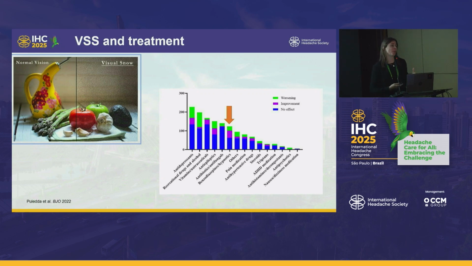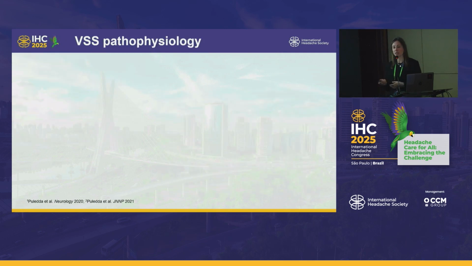But this is not necessarily important for management because we wouldn't treat a patient with a chronic condition with something like a benzodiazepine for tolerability issues, but it does tell us a little bit about the possible pathophysiology, and particularly of hypothesized hyperexcitability in the cortex in these patients. And in fact, understanding a little bit about the in-depth pathophysiology of visual snow has been one of my main research interests in the past few years.